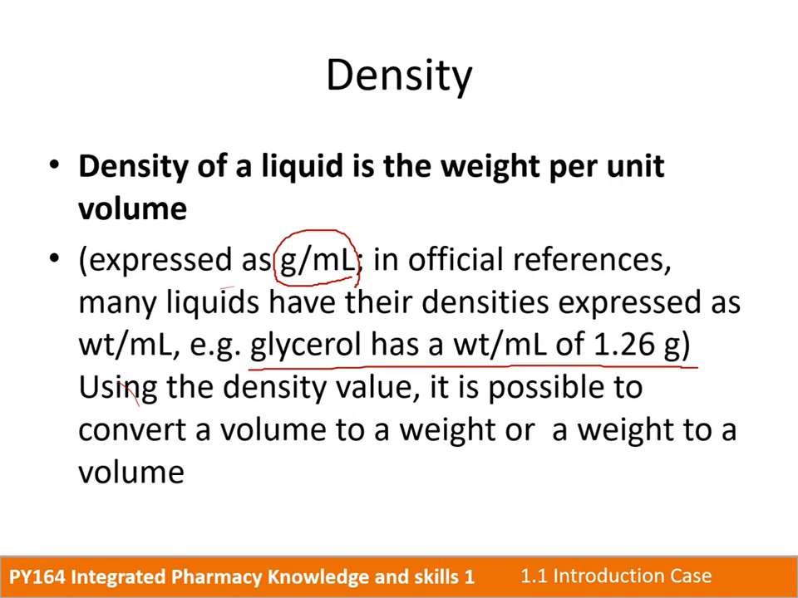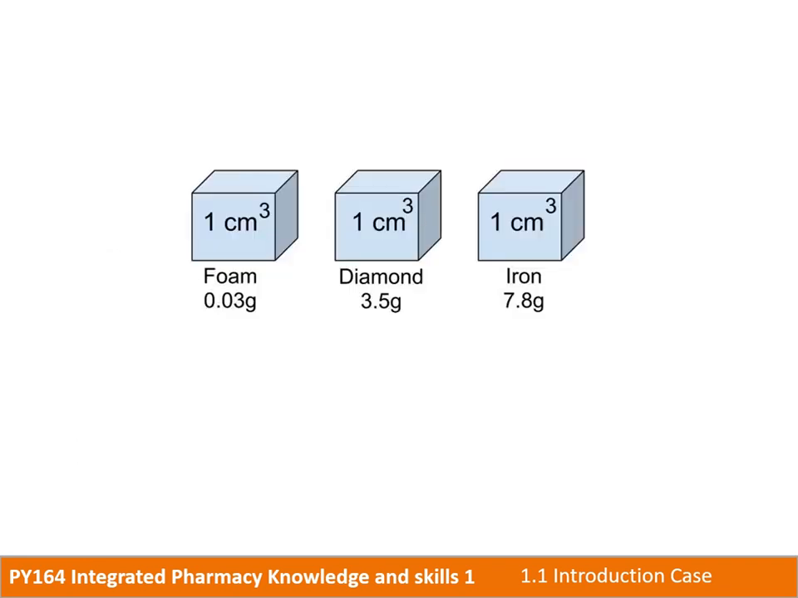And if we know that, we can convert either a volume to a weight or weight to a volume. What that means is when you get a formula with an amount expressed as a weight, you can then convert that into a volume or the other way around. Hopefully you're familiar with the idea that different things have a different density. So foam is very light. So in 1 cubic centimeter, it's going to be very, very light indeed. Whereas for iron, a cubic centimeter is going to hurt if it hits you. Because it's pretty heavy.